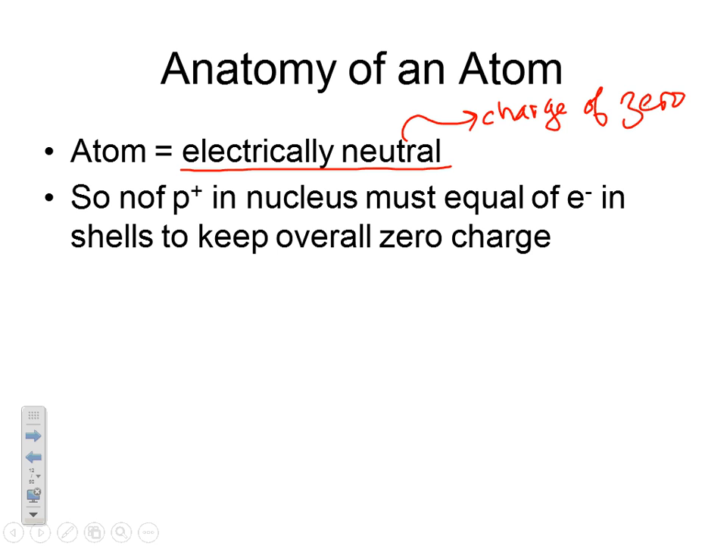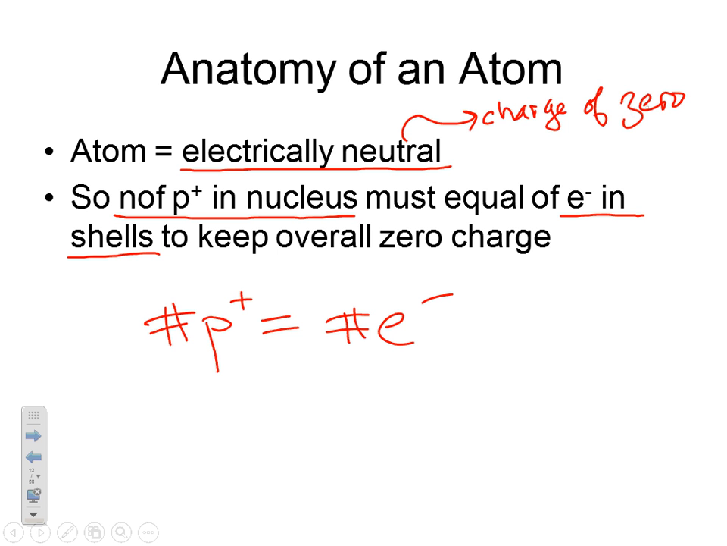So this means that in an atom, the number of protons in the nucleus, the positive charge in the nucleus, must be equaled out by the number of electrons in the shells in order to keep the overall charge neutral, in order to keep the overall charge 0. So the amount of positive in the nucleus is completely balanced by the amount of negative on the outside. Putting it another way, your number of protons must equal your number of electrons for an atom.